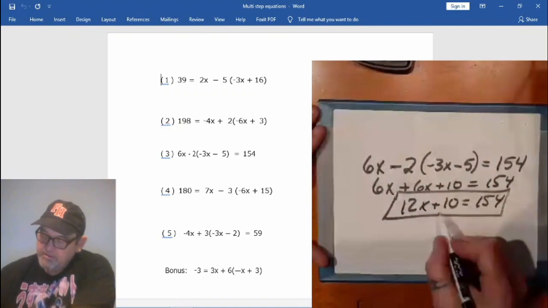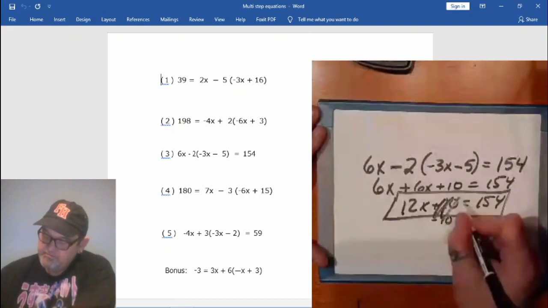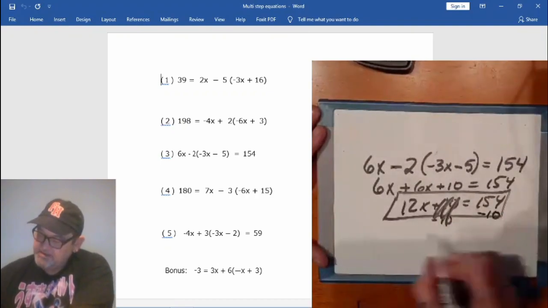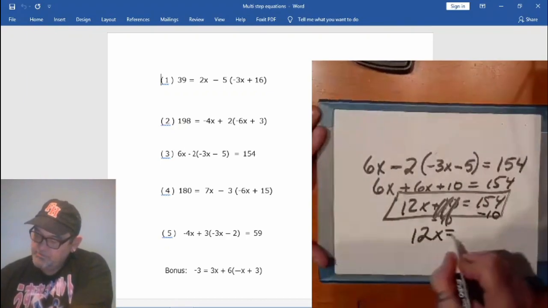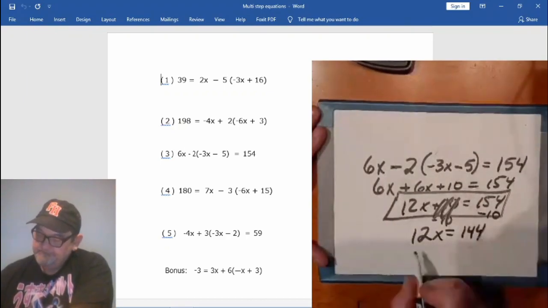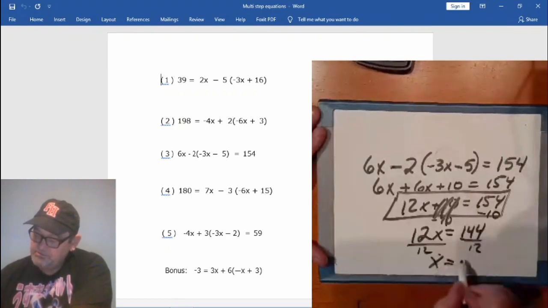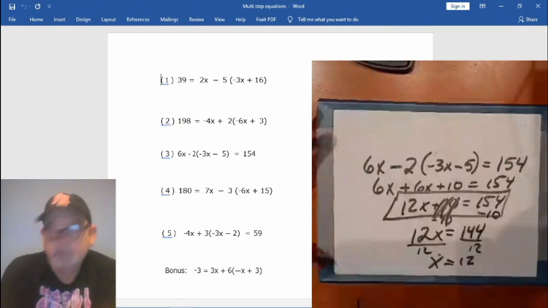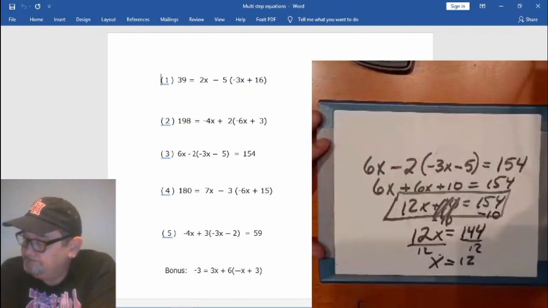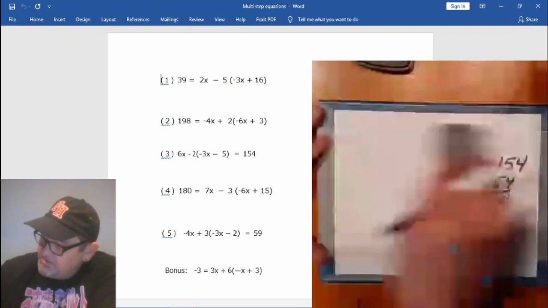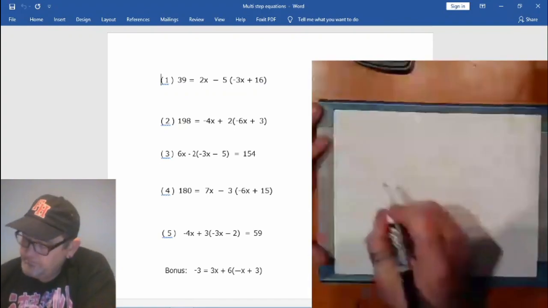Easy from here. Add subtract part first. Minus 10 cancels. Minus 10 here. 12x equals 144. That's easy. Divide by 12. Divide by 12. X equals 12. 12 times 12 is 144. Easy stuff, guys. Number 4.